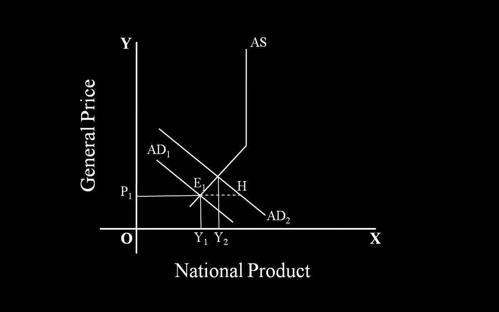There arises competition among buyers. In order to get a larger share of the output, they start offering higher prices. The new equilibrium point is E2. Increased demand is only partially met by increase in output. Hence, the price goes up partially. The new price is P2.